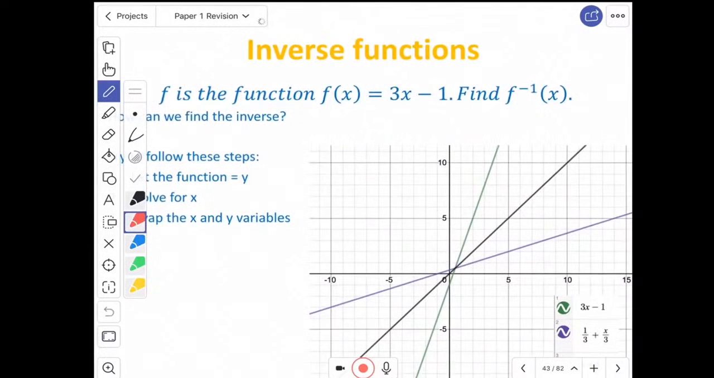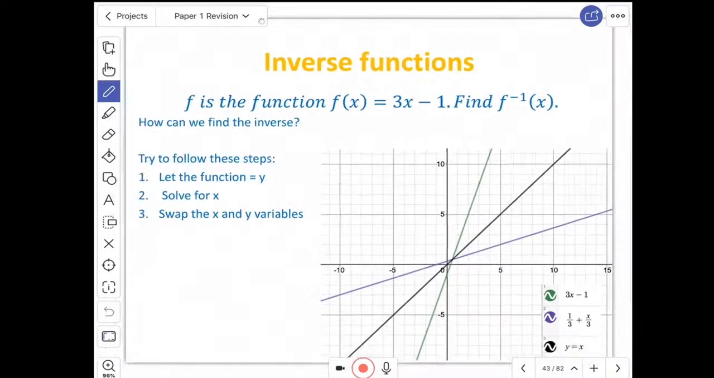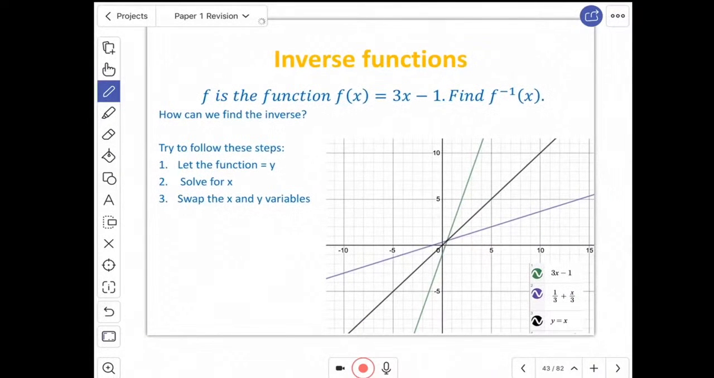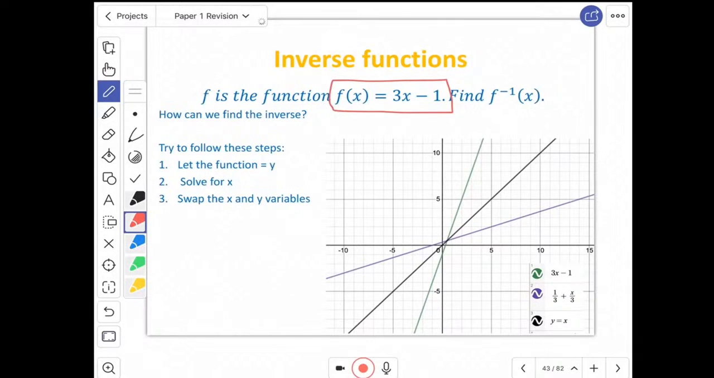Okay, moving on. Next thing I want to show you is how to work out the inverse of a function. So if we have f(x) equals 3x minus 1, we're being asked to work out the inverse of that function. So the first thing you're going to do is change f(x) into y. So you're going to say y equals 3x minus 1. And I have the steps written down above.